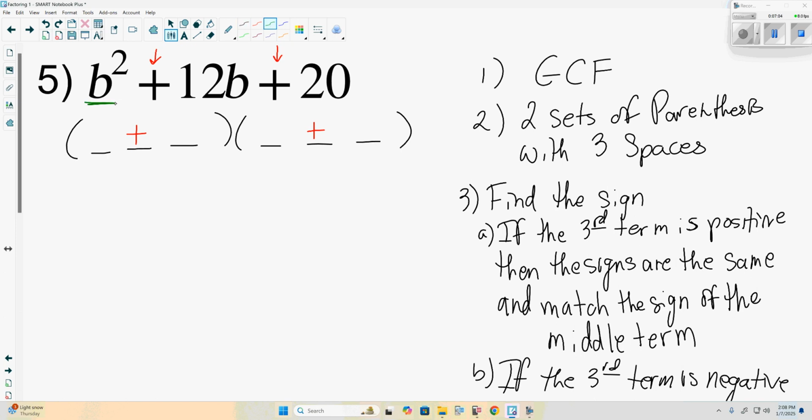So if we look at this one here, our next step is to find the factors of the first and third terms. So our factors of b squared, what multiplies together to give us b squared? B and b. Those are the only factors that multiply together to give us b squared. And since there's only one set, we're just going to go on and plug them in.